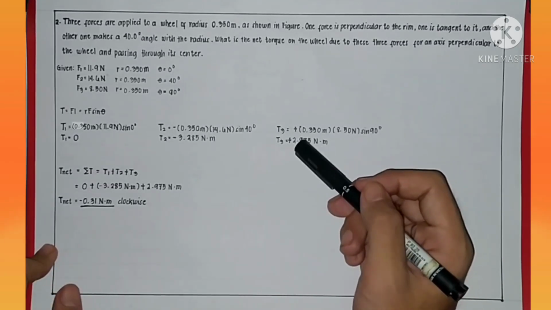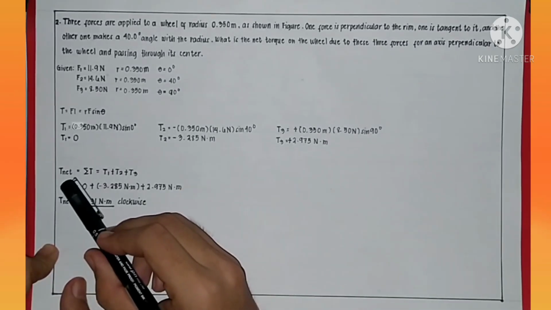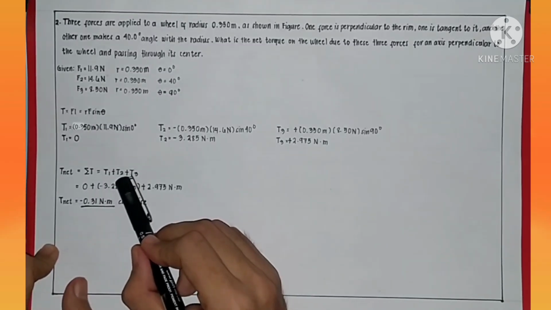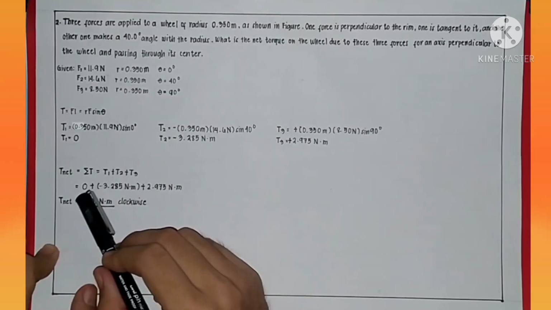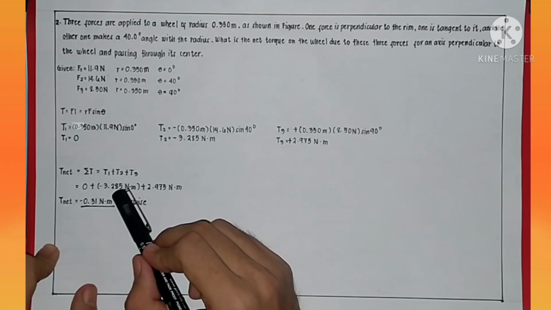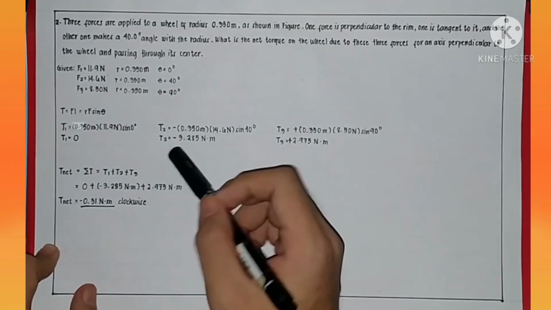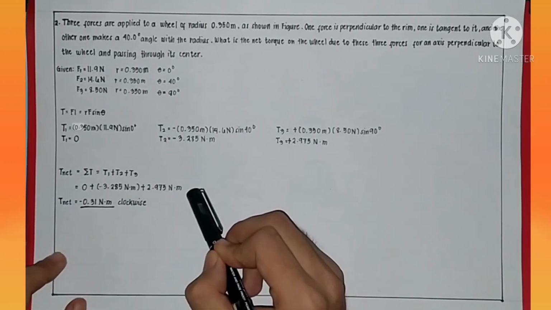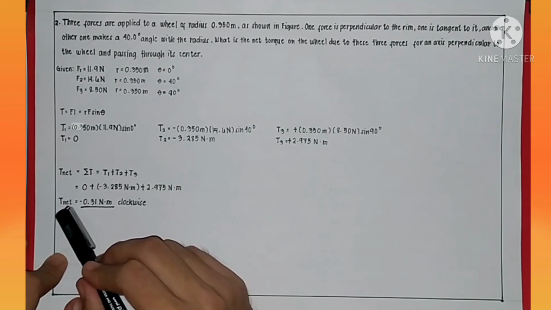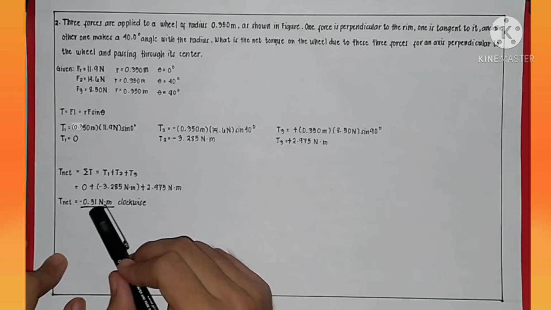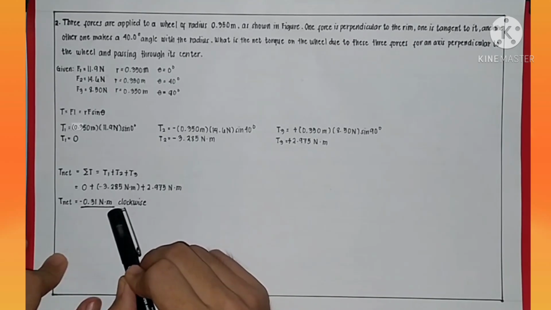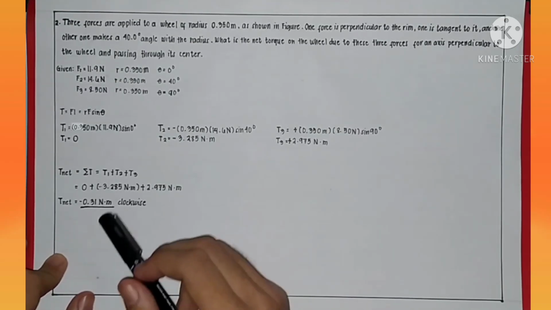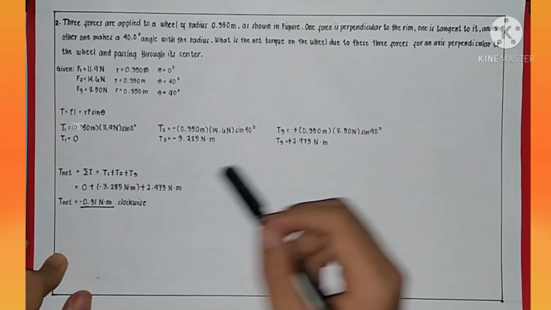To get the net torque, I use the formula: net torque is equal to the summation of torques, which equals T sub 1 plus T sub 2 plus T sub 3, which is 0 plus negative 3.285 Newton meter plus 2.975 Newton meter. This results in a net torque equal to negative 0.31 Newton meter. It is in the clockwise direction since it has a negative sign. So, therefore, this is my final answer for problem number 2.